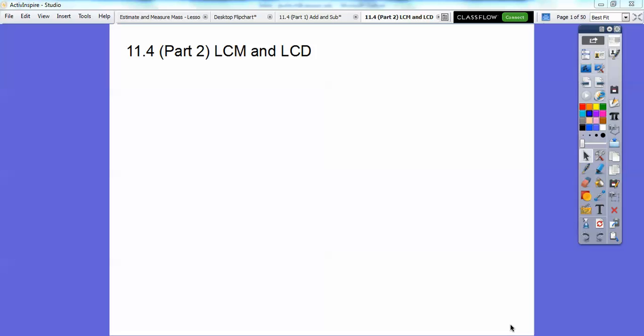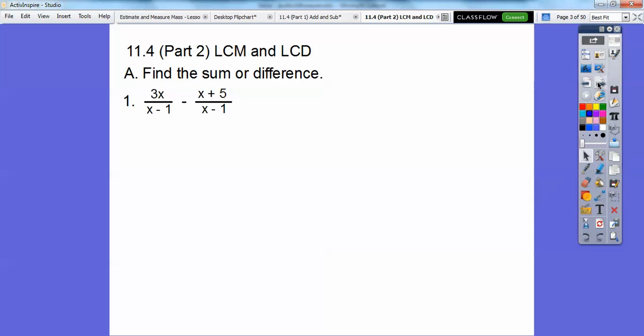Section 11.4, and we're talking about least common multiple and least common denominator. Okay, so we're using the same method. Find the sum or difference. This is from the last lesson. So here we have the common denominator x minus 1.